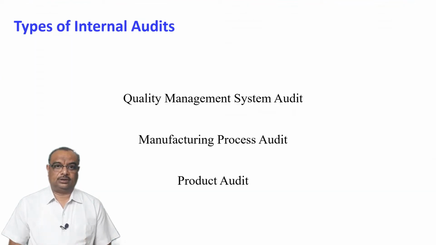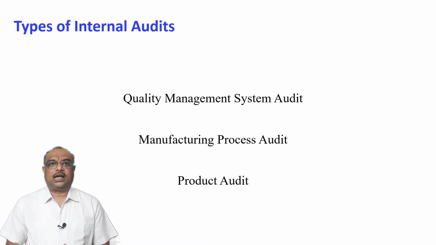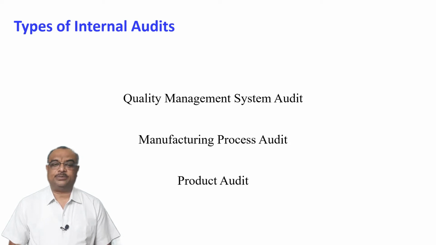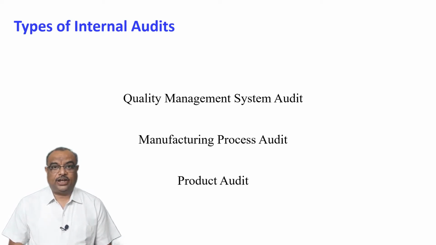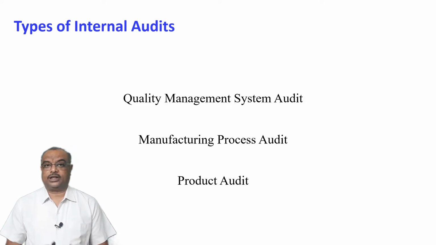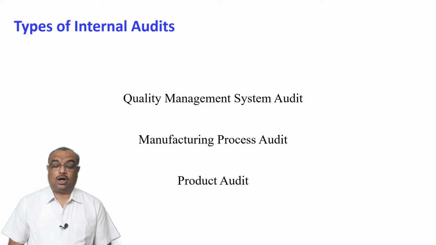In industries, people normally use the quality management system audit or management system audit. But in automotive companies, there are three kinds of internal audits. One is the quality management system audit, the second is the manufacturing process audit, and the third is the product audit. I hope people working in automotive companies understand these three kinds of audit. But companies that are only ISO 9001 certified may be aware of only the quality management system audit. This video is totally for the quality management system audit.